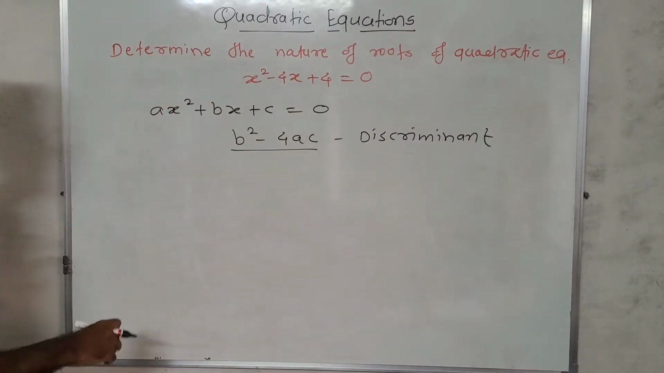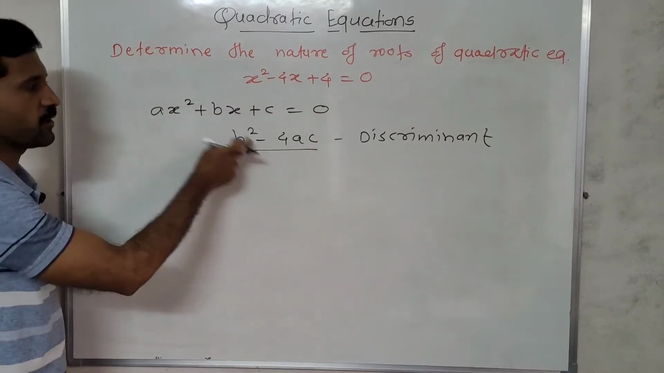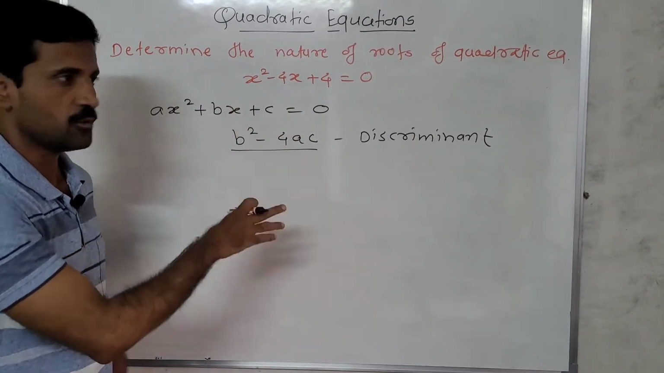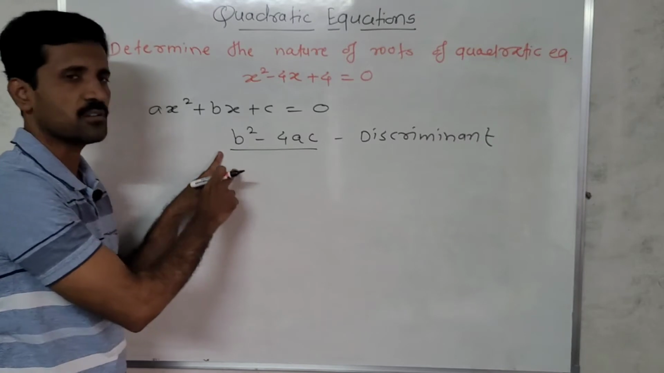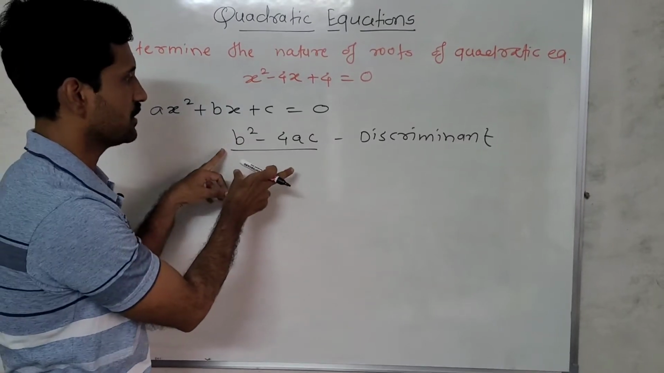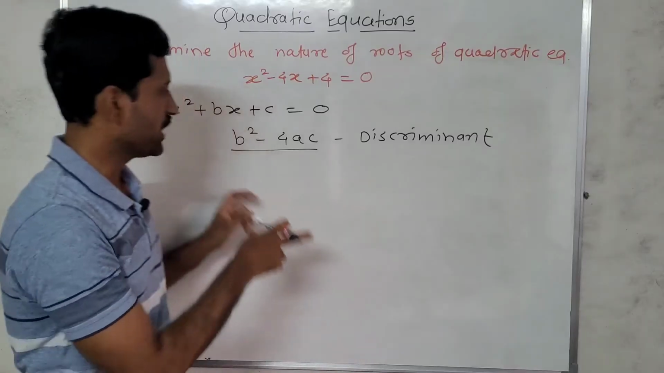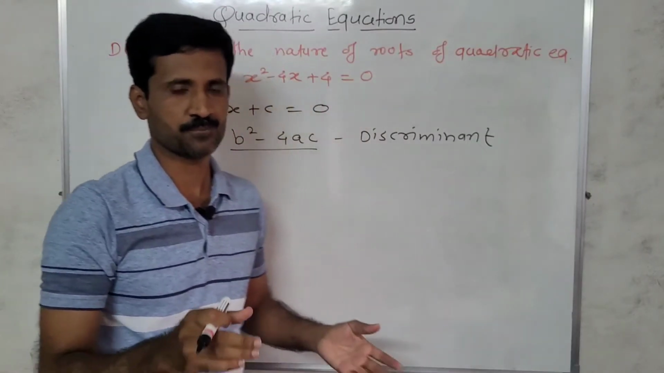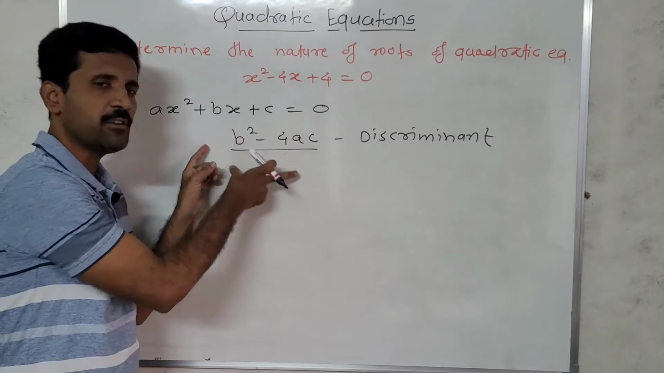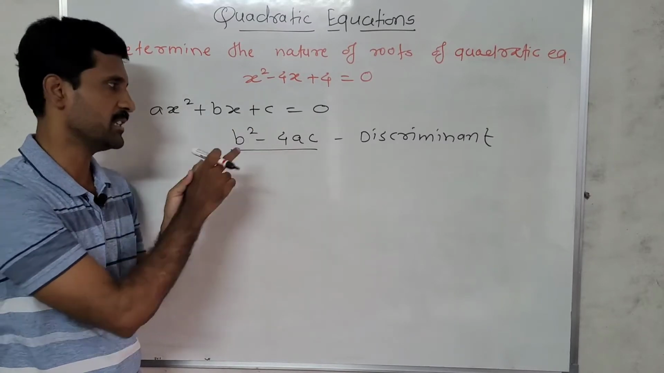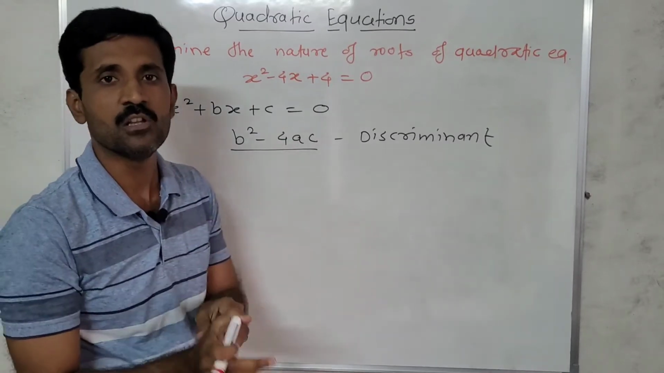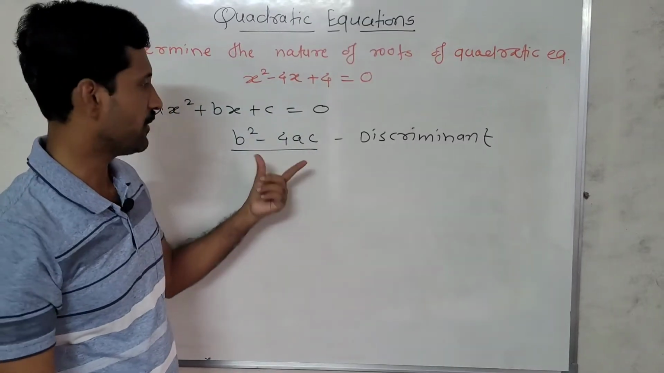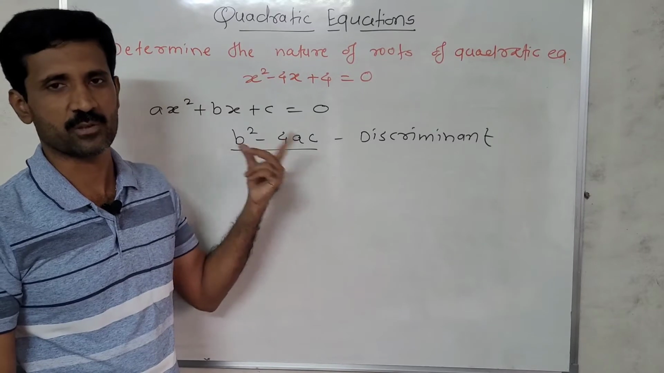That is, by having the values of a, b and c from the quadratic equation, we can have the value of this discriminant. And now, on the basis of the value of the discriminant, that is b square minus 4ac, we can have the nature of roots of the quadratic equation which is given to us. So for that we have to find the value of this discriminant b square minus 4ac.